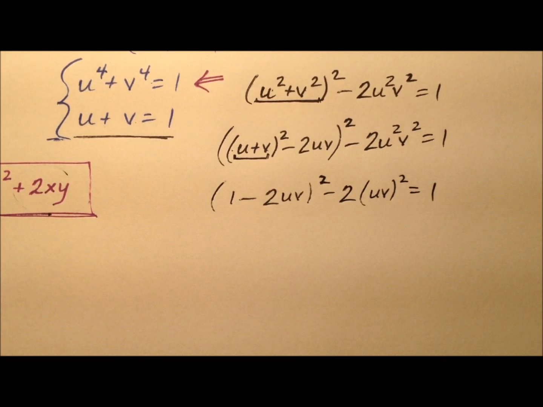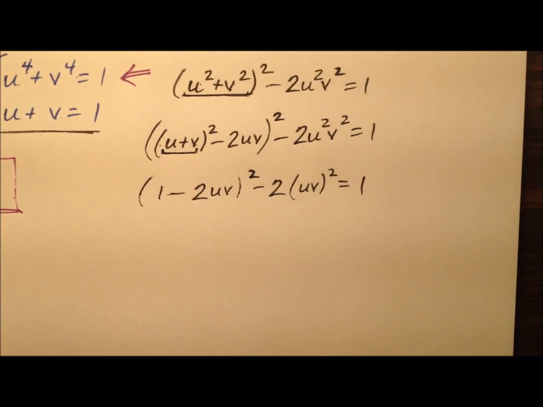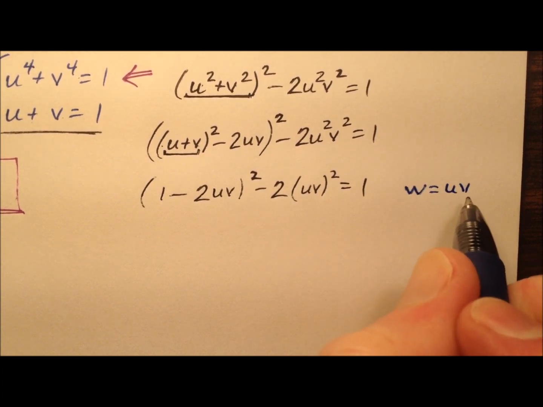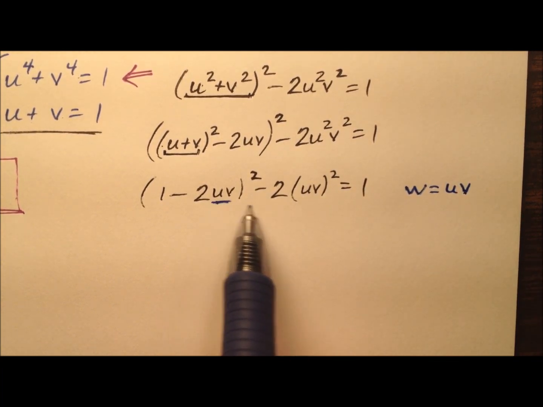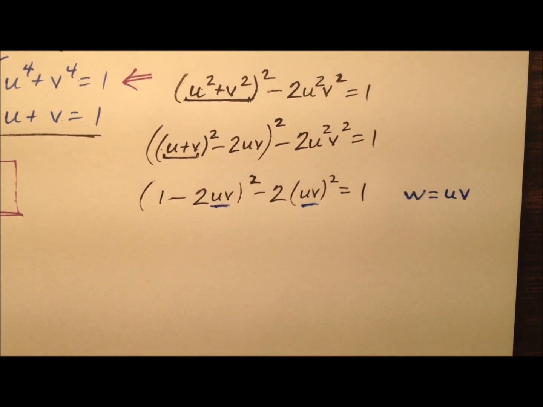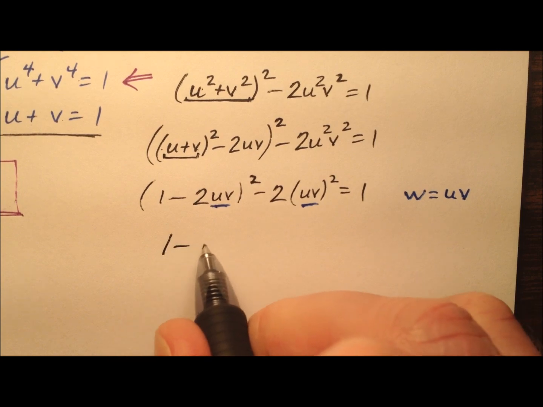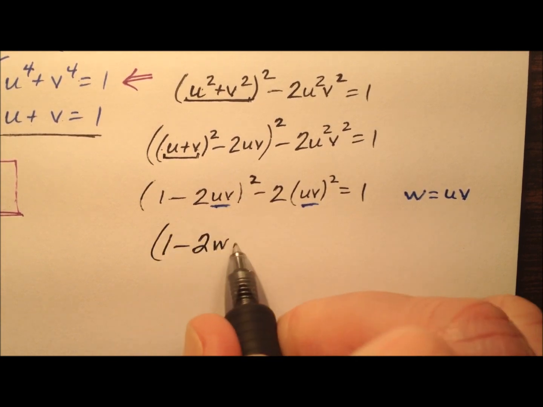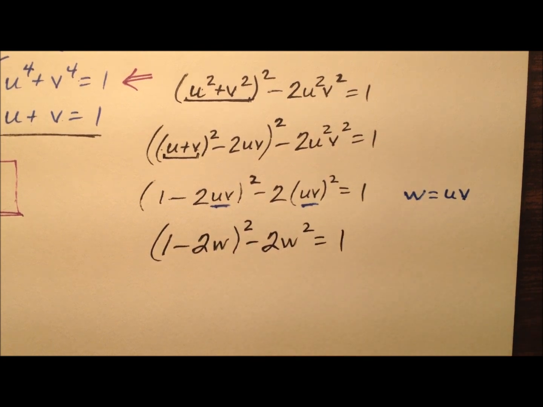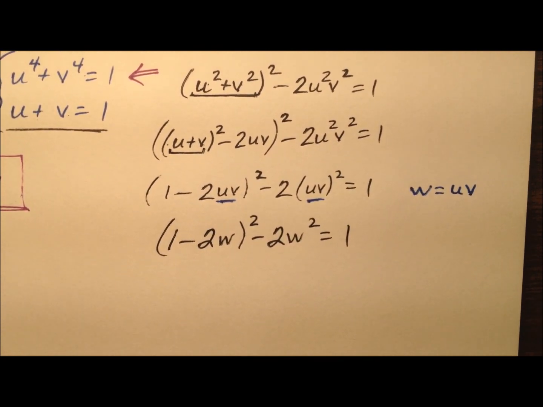Well, okay. Let's make one more substitution. We're going to say W equals U times V, because we have a UV here and a UV here. And instead of having two variables, let's just have one. So 1 minus 2W squared minus 2W squared equals 1. And so now we've whittled all this down to quite a nice little equation. So let's go ahead and solve this equation.